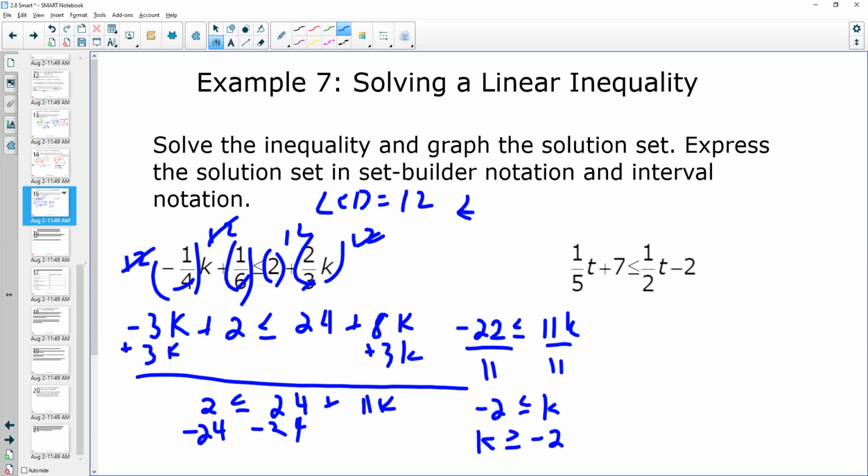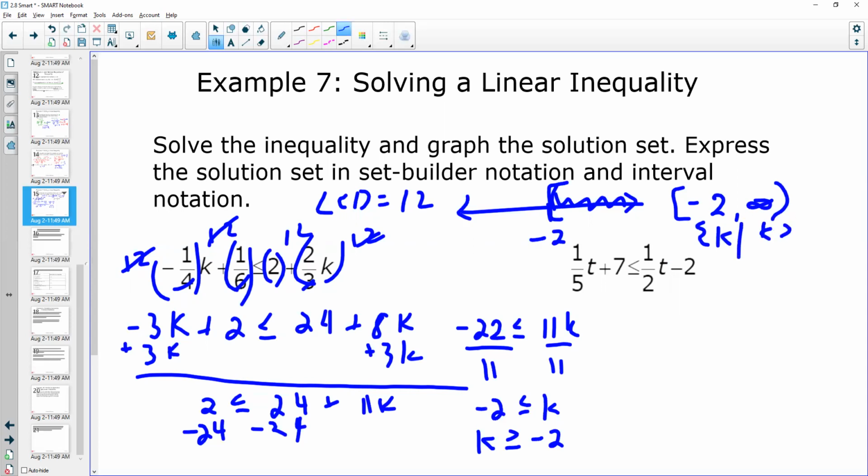Well, I'm going to draw that out. K is greater than or equal to, that's a hard bracket, goes that way. So my interval notation looks like this. And my set builder is k, where k is greater than or equal to negative 2. That's it. That's how these work. You should practice the second one.